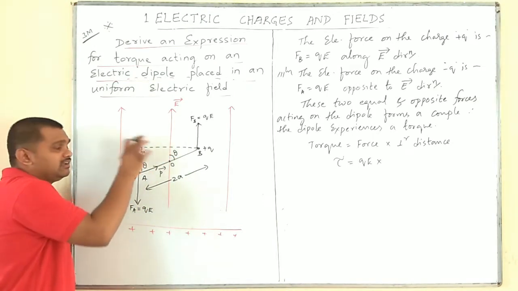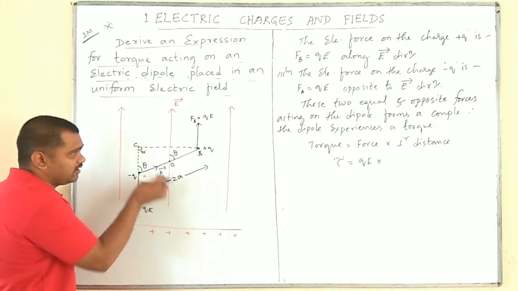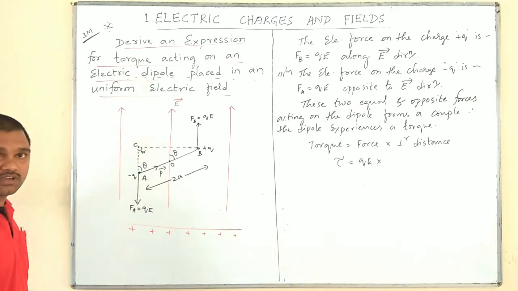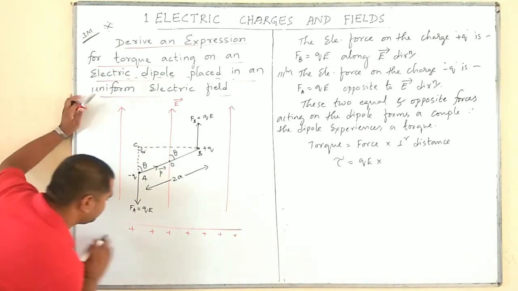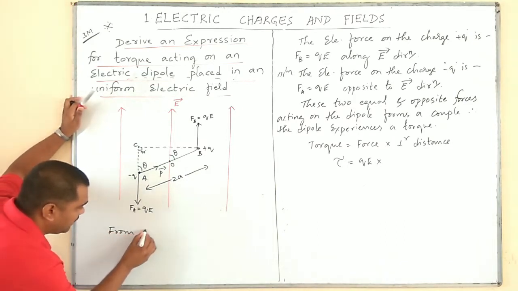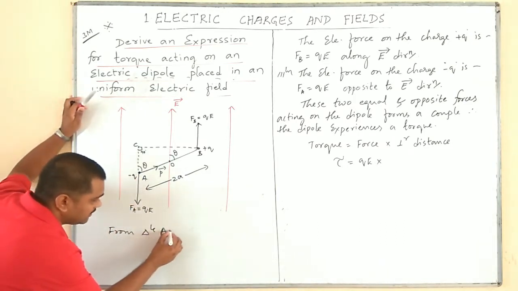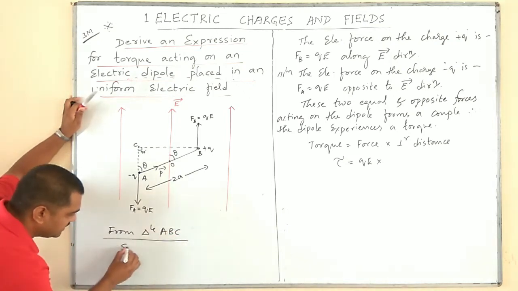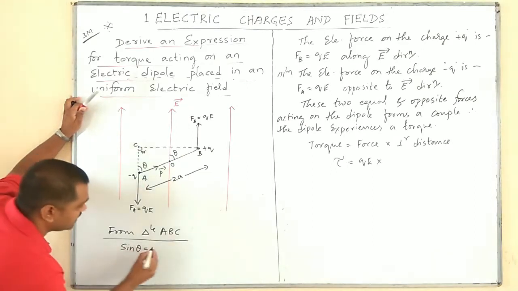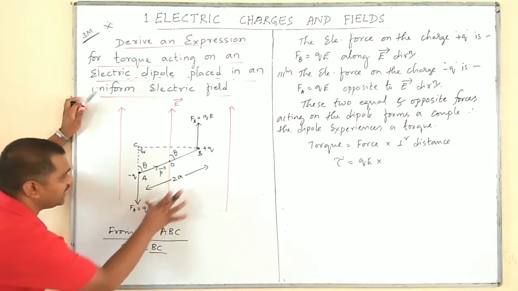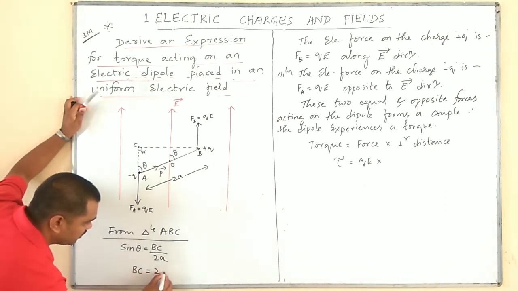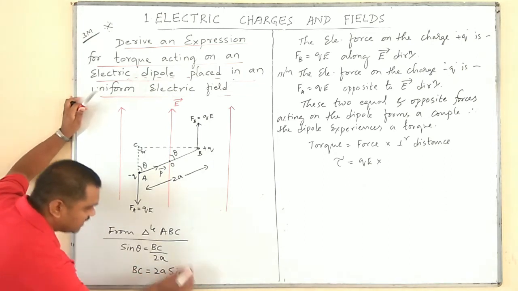Both opposite and hypotenuse come in sin theta. Now, considering triangle ABC, sin theta is given by opposite by hypotenuse, that is BC divided by hypotenuse, which is 2a. Otherwise, BC is equal to 2a sin theta.